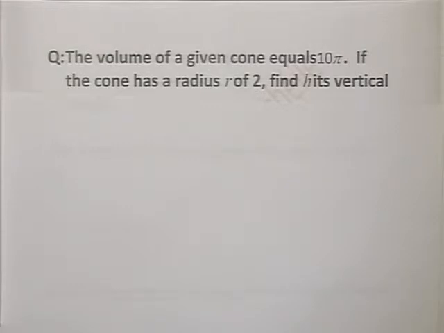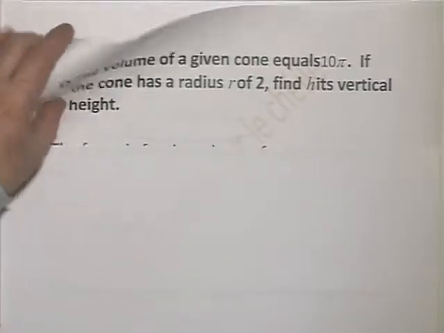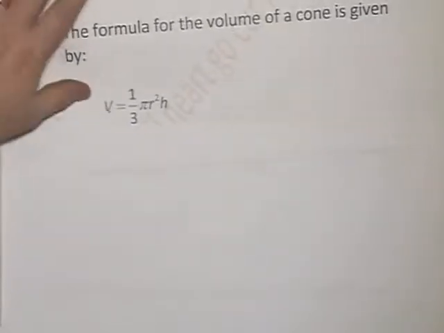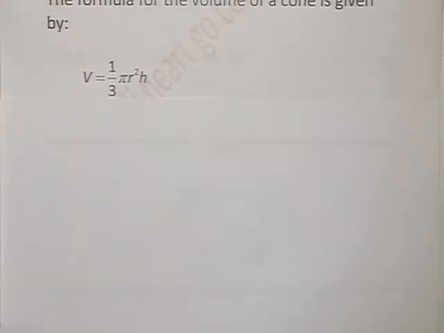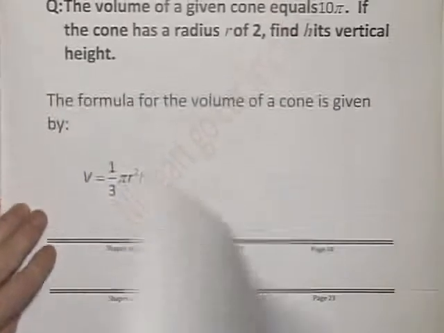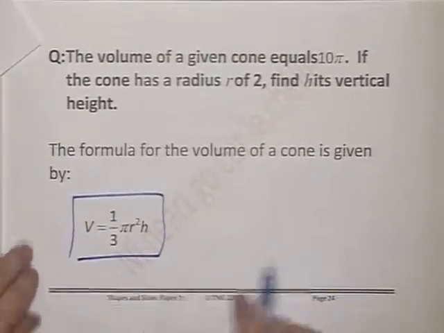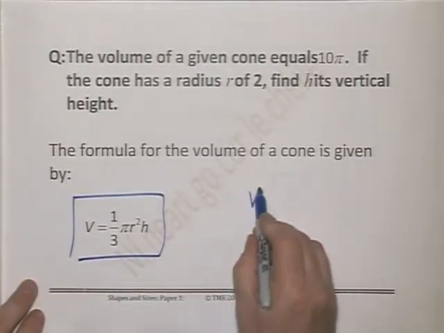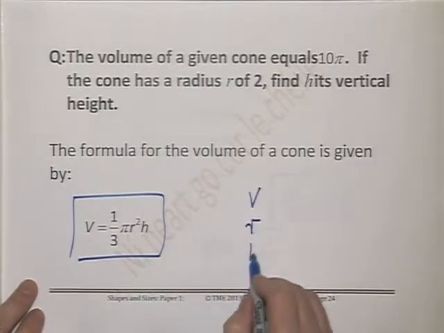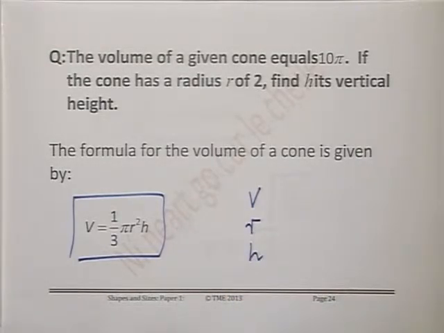And if there are 3 variables, they can't ask you to find 2 of them, they can only ask you to find 1 of them. So that's the way the syllabus specifies it, because they only give you 1 equation. If they gave you 2 equations, you could solve it. But basically the formula, if you look up your tables for a cone, is v is equal to 1 over 3 pi r squared h. You've got a v in there, you've got an r in there, and you've got an h in there. V is the volume, r is the radius, and h is the height.